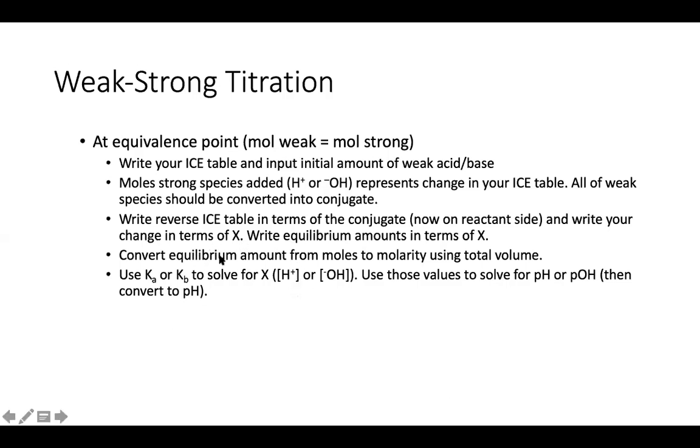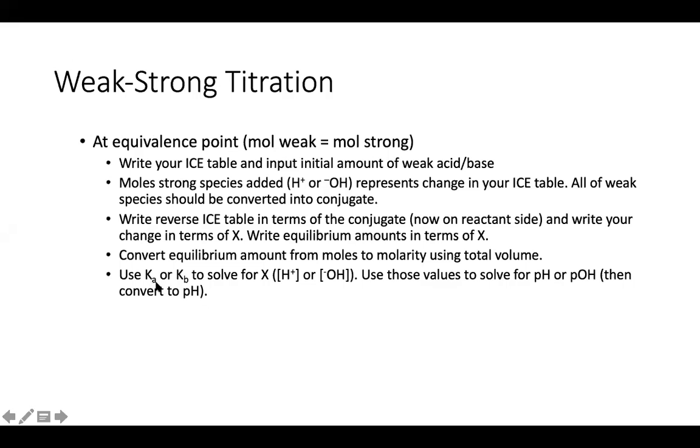Now that our equilibrium amounts are in terms of molarity, we can use the Ka or Kb in order to solve for X. And X will represent a concentration of hydroxide or a concentration of H plus. Which one you get is dependent on if you start with a weak acid or a weak base.